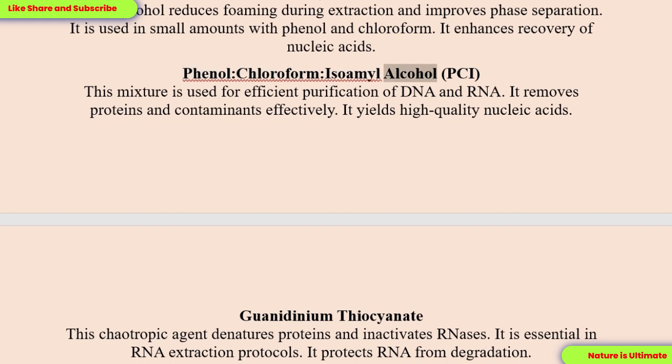Phenol chloroform isoamyl alcohol, PCI. This mixture is used for efficient purification of DNA and RNA. It removes proteins and contaminants effectively. It yields high-quality nucleic acids.